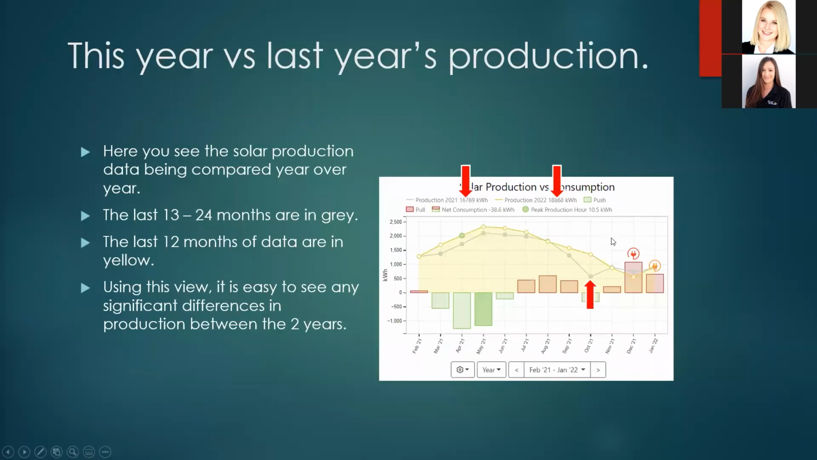Using this view, you can also see with the overlay of the production when there are significant changes. I know that with this system in particular, the one we are viewing today is mine, my whole system went down in the end of September, beginning of October in 2020. That's why you see that drastic dip in production, and it's very easy to compare the differences.